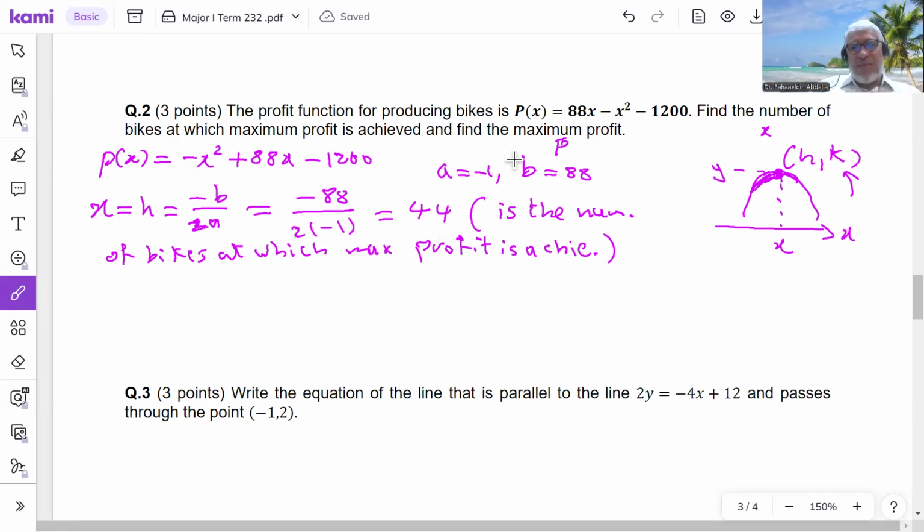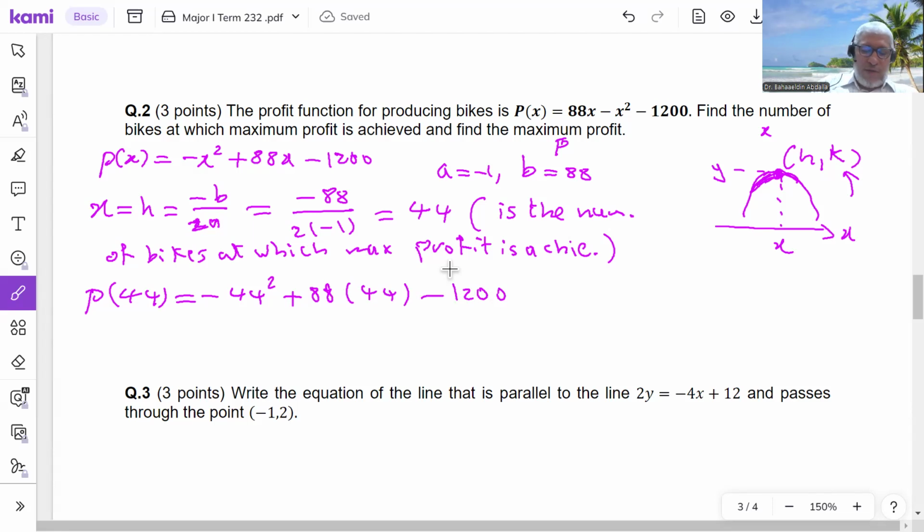The second question, what is the maximum profit? The maximum profit is the value of K, the value of Y, the value of P. So when you replace X by 44, you will get the maximum profit. So actually he's asking about P of 44. When X is 44, you will get the maximum profit. So replacing X by 44, it is negative 44 squared. Now notice that 44 has power 2. The negative does not have power 2. So plus 88 times 44, because X is 44, minus 1,200.